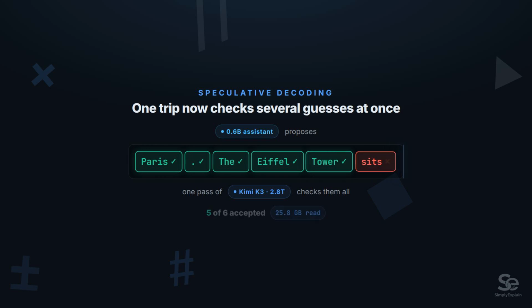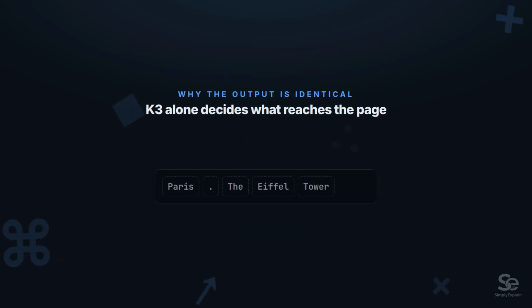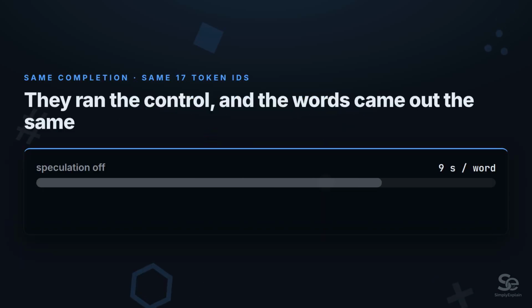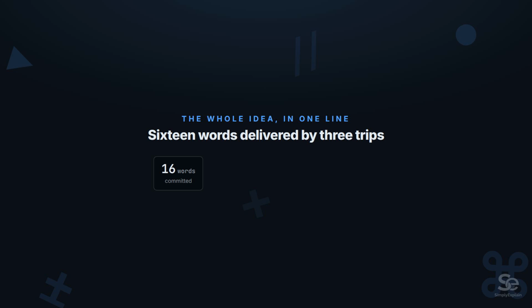Every guess it agrees with is kept. From the first one it disagrees with, the rest are thrown away. The small model never gets to write anything, it only proposes. K3 remains the only thing that decides what reaches the page, which is why the output is identical either way. And the numbers are clean because they ran the control. Speculation off, 12.5 seconds a word. On, 4.7, 2.68 times faster, and the exact same words came out. In the reference run, 16 words were delivered, by 3 trips instead of 16.